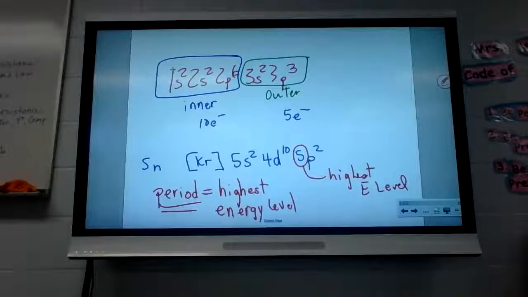So if I say on the test, what's the highest occupied energy level for, let's just say cadmium, Cd. Okay. So Cd's highest occupied energy level would be 5 because it's in the 5th period. Okay, you could write the configuration if you got desperate because you don't remember the rule. But if you want a shortcut, the period is the highest energy level. Okay?